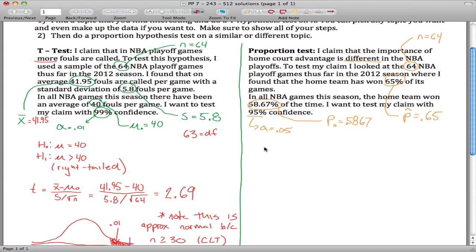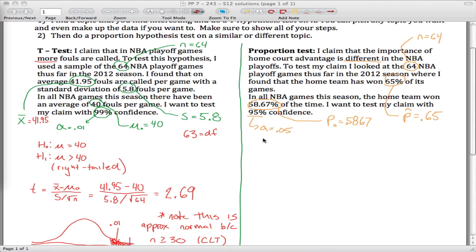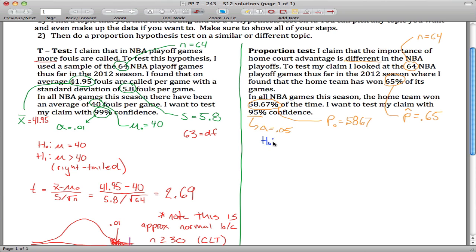Do these same steps. The first thing I want to do is state my null and alternative hypotheses. My alternative hypothesis comes from my claim. I claim that the importance of home court advantage is different. That is, I claim that mu is not equal to p naught, 0.5867. And my null hypothesis is that mu is in fact equal to 0.5867. Because this is not equal to, this will be a two-tailed test.